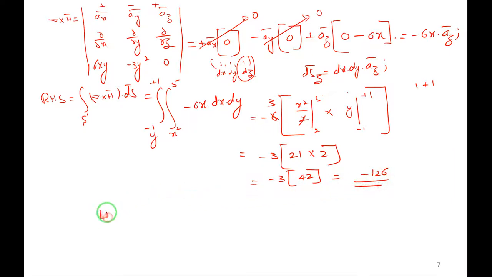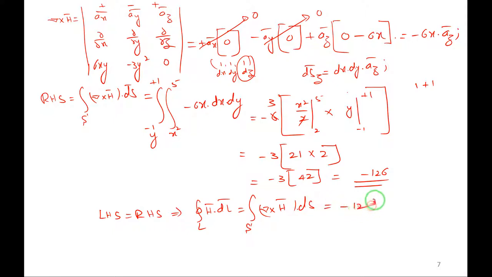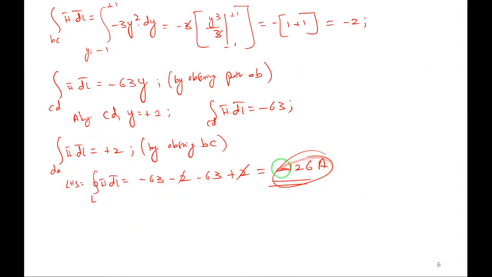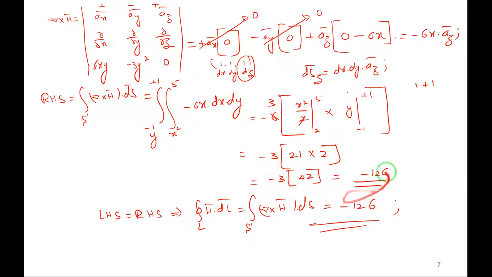Hence we can say that LHS equal to RHS, right? This is the Stokes theorem. Closed line integral of H dot dl is equal to surface integral of curl of H into dS, that is equal to minus 126 we got. Is it fine? Okay. If any doubts are there, you can unmute yourself and speak to me so that I can clarify your doubts. So closed line integral of H dot dl also we got minus 126, and RHS we have done that also minus 126, right?